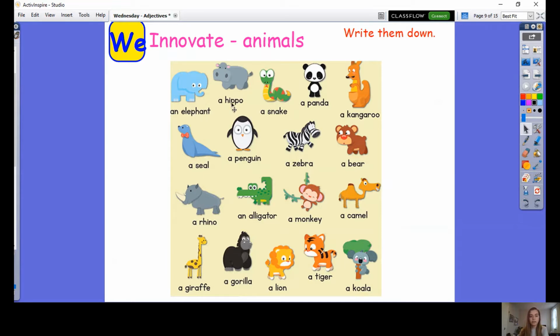We have an elephant, a hippo, a snake, a panda, a kangaroo, a bear, zebra, penguin, seal, rhino, alligator, monkey, camel, koala, tiger, lion, gorilla and giraffe. But you can pick whatever animal you want to. And now we have to pick 3 animals, not just 1, not just 2, but 3 different animals. So I'm going to show you how I write down my 3 animals on my vocabulary list.